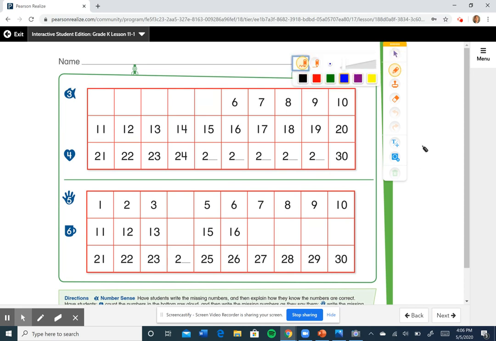We have a 1 and a 1. So we have 11 and 21. What do you think is going to go up here? 1, because all these columns have the same ones place number, 1. Now here, the next one, we have 12 and 22. What do those both share? They both share a 2.